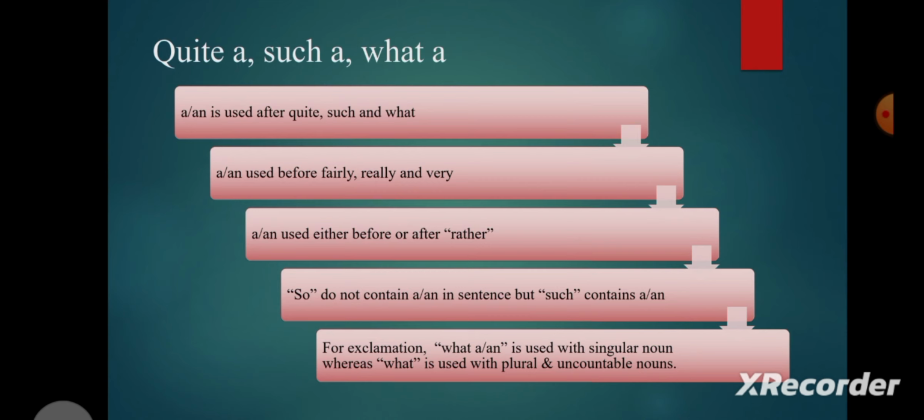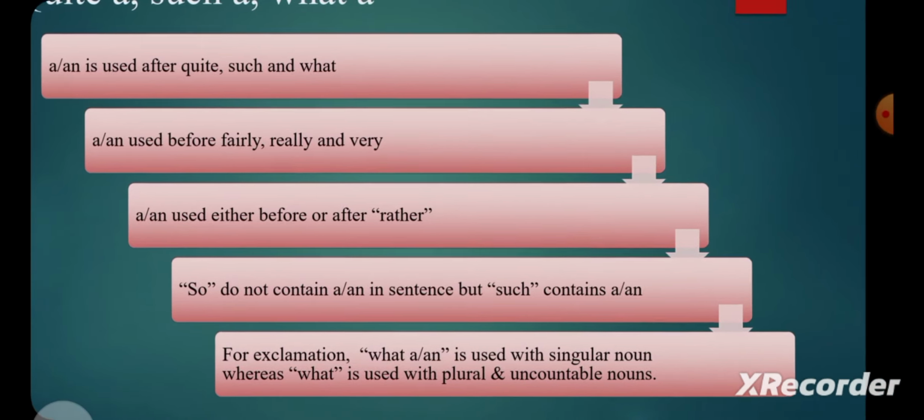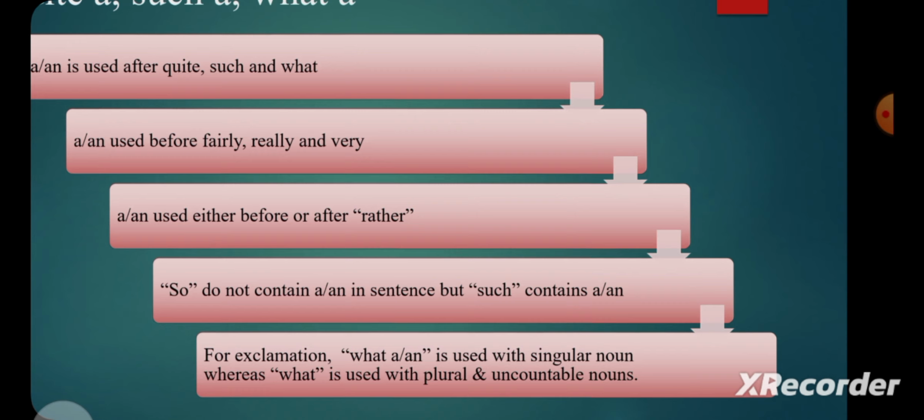A or an can go either before or after rather. It's a rather old car or it's rather an old car. So far as the words so and such are concerned, so does not contain a or an in sentences, but such contains a or an. For example, the test was so easy. You may say it was such an easy test. And also another example, like the weather is so nice, and with such we can say we are having such nice weather in Islamabad.